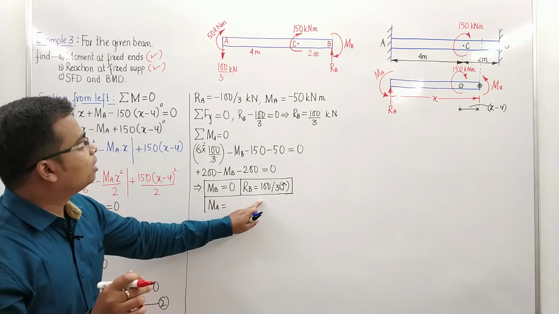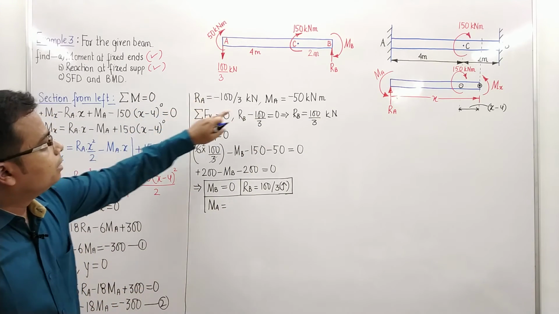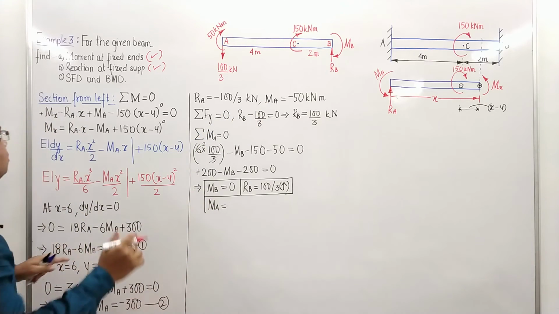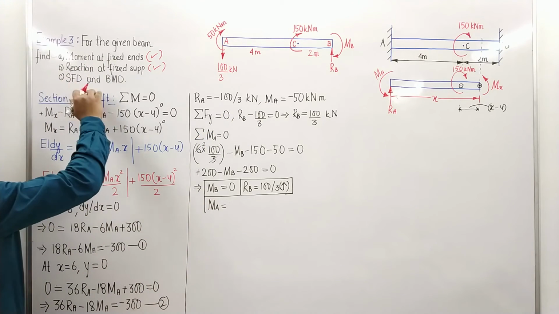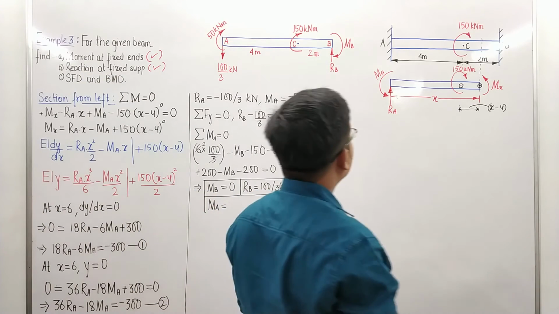That's the value of RB. You know the direction, that is correct. And that's the value of RA. That's MA and that's MB. Everything done. The third thing which we need to do is to draw the SF and BM diagram. How can this be approached?